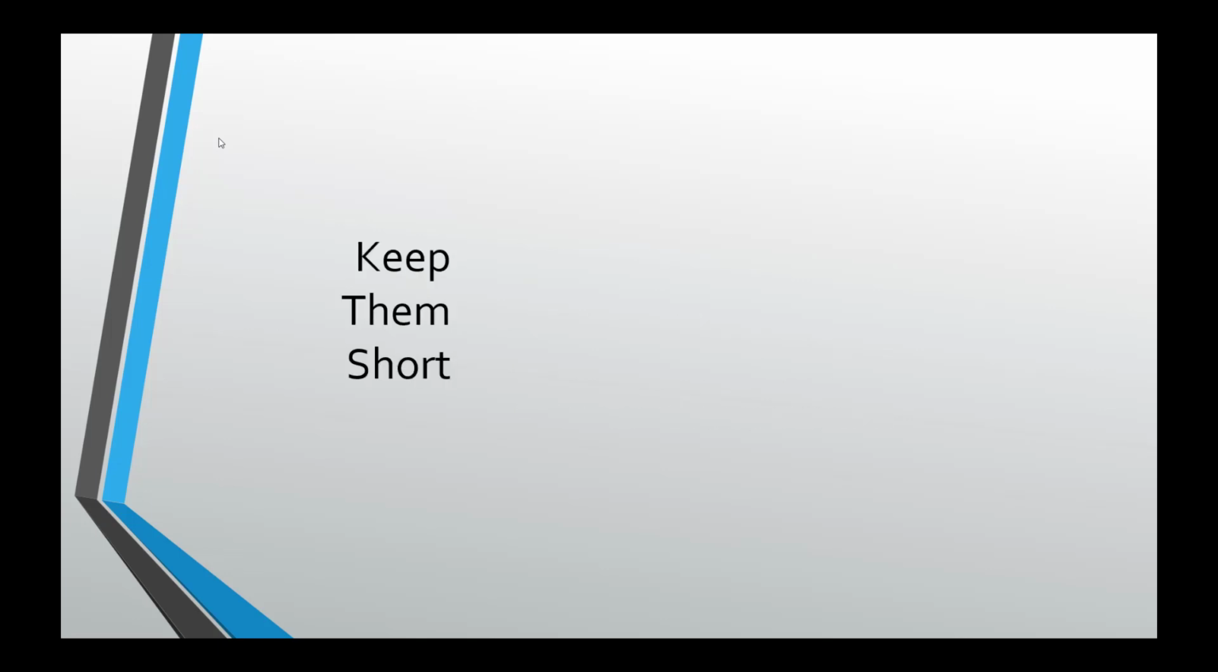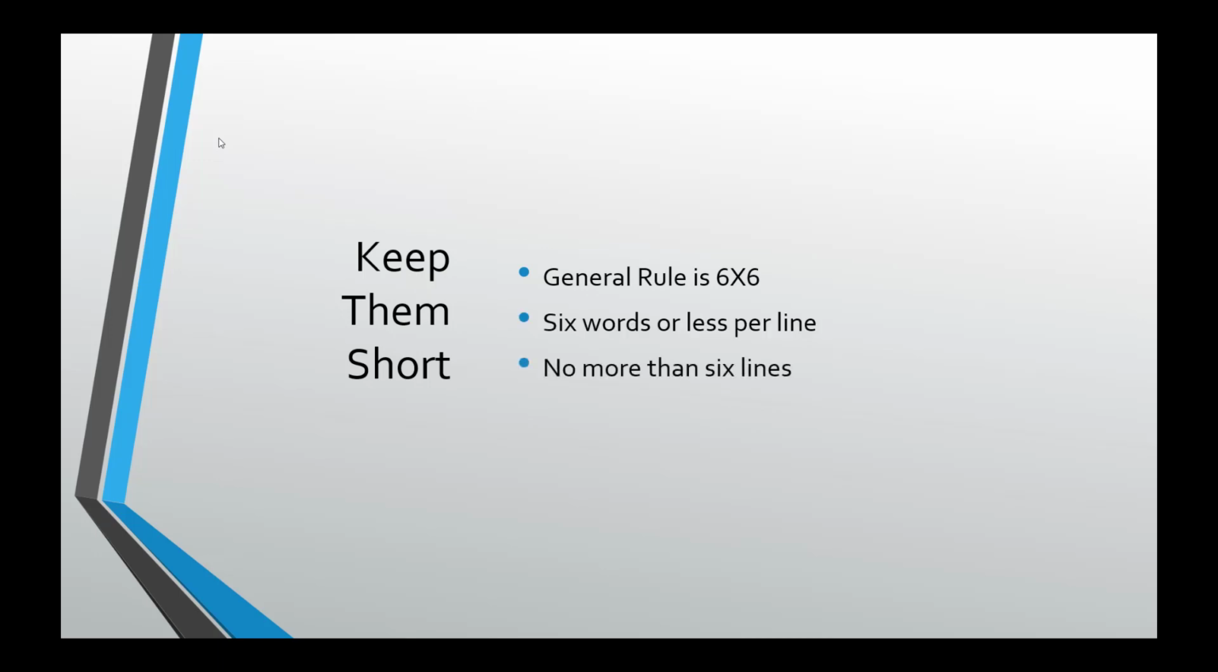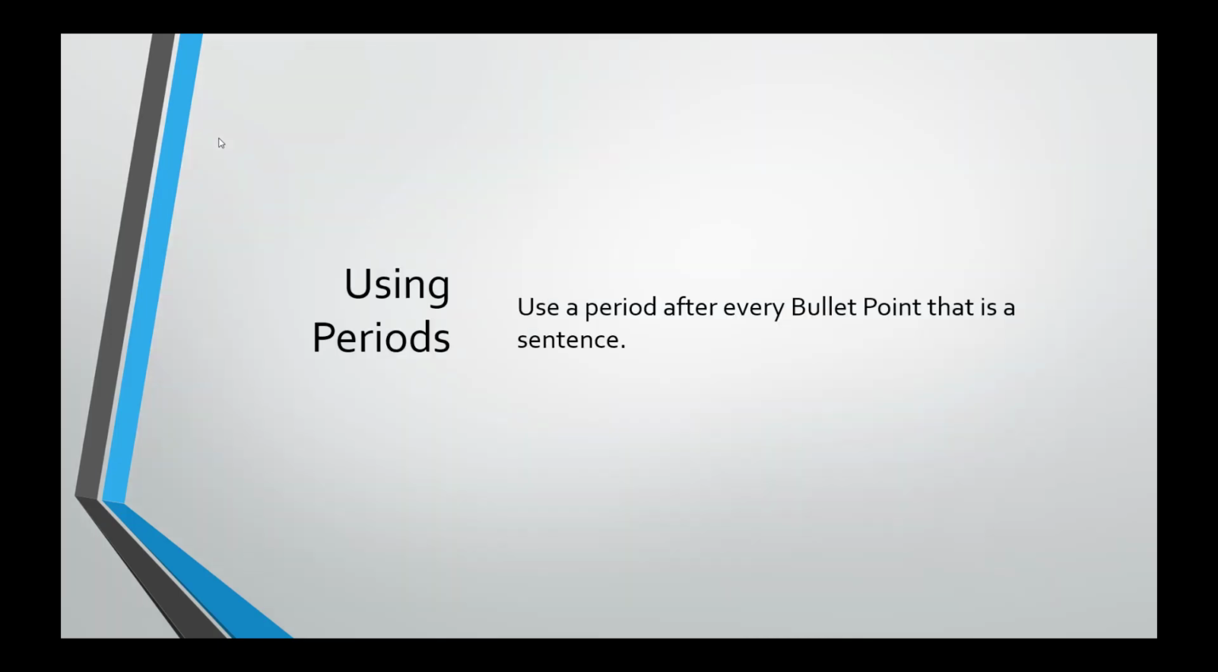Also, how many words per line? The general rule is 6 by 6: 6 words or less per line, and no more than 6 lines. The objective is to have your audience listen to your presentation, with the bullet points acting as guides to the main points. Can you use bullet points ending with a period?